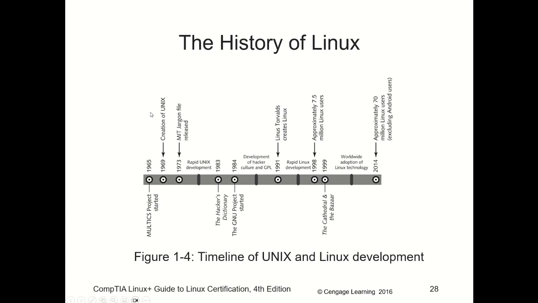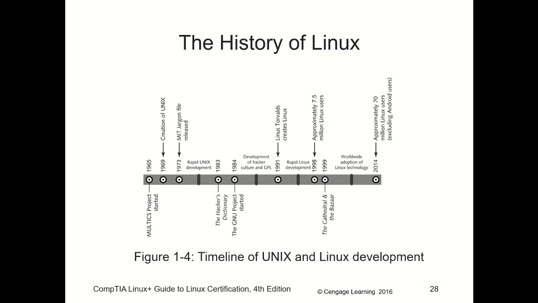If you look at the history of Linux, the Multics project was developed in 1965. Then in 1969 we had the creation of Unix. In 1973 the MIT jargon file was released. Finally, Linux came to the world around 1991. Linus Torvalds created Linux. The name Linux came from his name, and then it developed very rapidly.